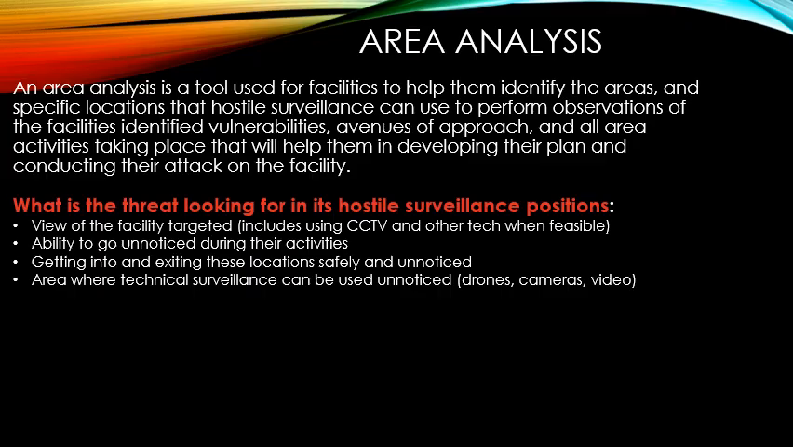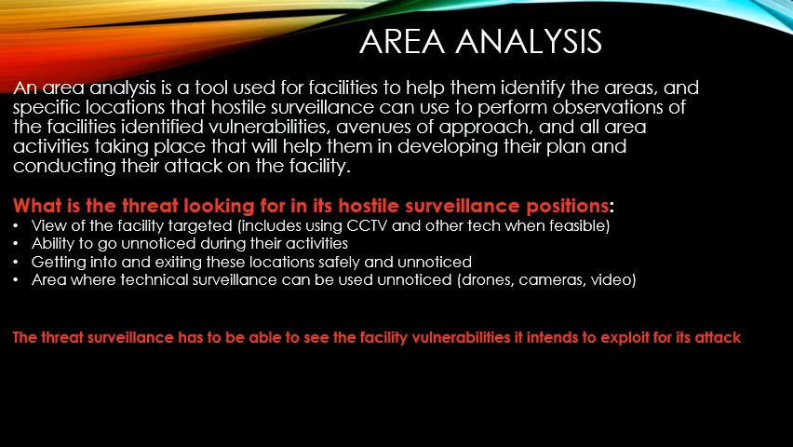What is the threat looking for? When it's in its hostile surveillance positions, they need a view of the facility targeted, includes using CCTV and other tech when feasible, the ability to go unnoticed during their surveillance activities, getting into and out of these locations safely and unnoticed, and areas where technical surveillance can be used unnoticed, such as drones, cameras, videos, so they can gather the information they need. Right? The threat surveillance has to be able to see the facility vulnerabilities it intends to exploit for its attack. That's one of the main things you're looking for. It has to be able to see these vulnerabilities.